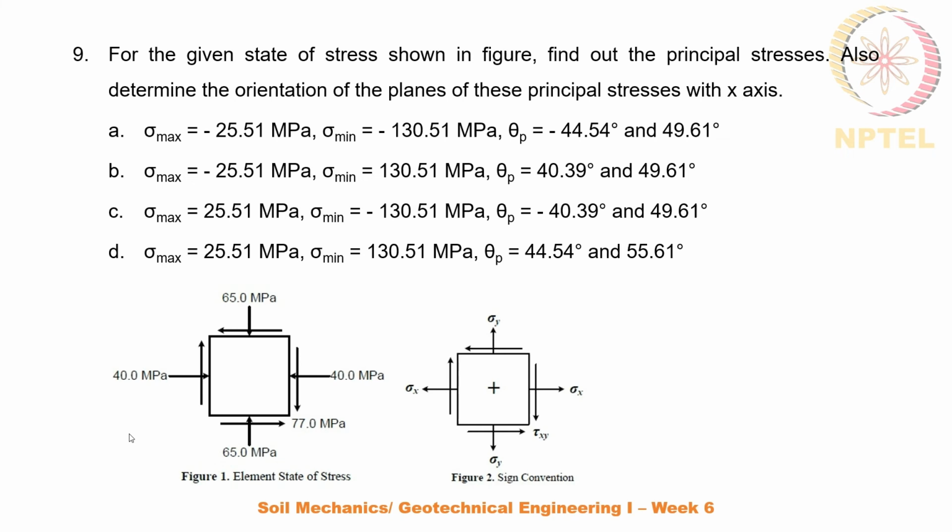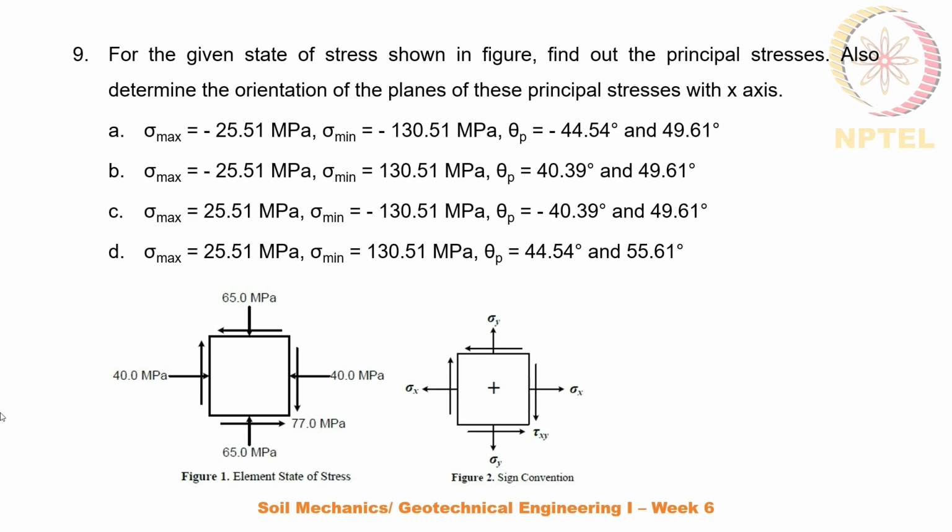Option B, sigma max is equal to minus 25.51 megapascal. Sigma min is equal to 130.51 megapascal. Theta p is equal to 40.39 degrees and 49.61 degrees.